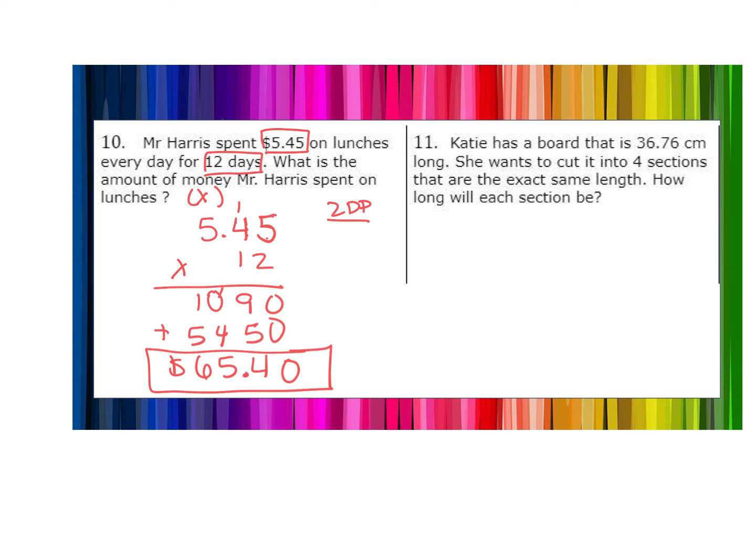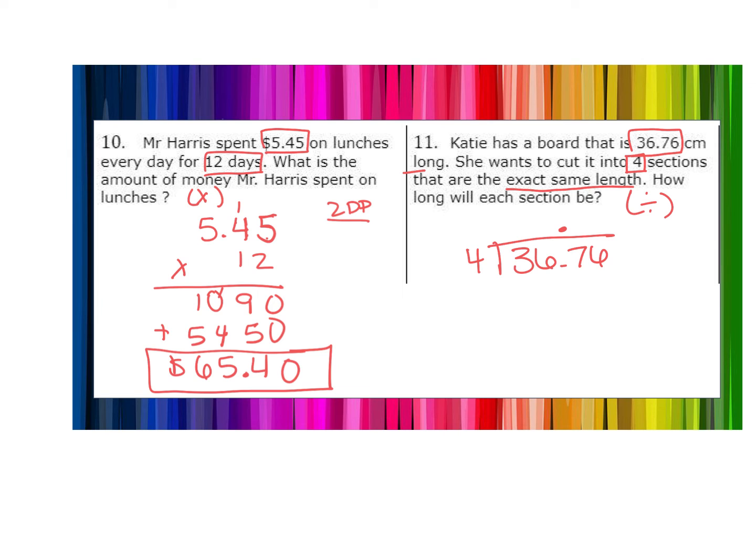Katie has a board that is 36.76 centimeters long. She wants to cut it into 4 sections that are exactly the same length. How much will each section be? So 36.76 divided by 4. I'm going to put my decimal up there.